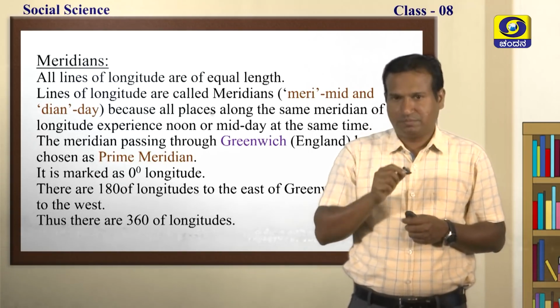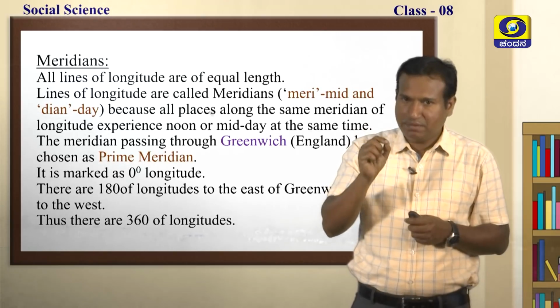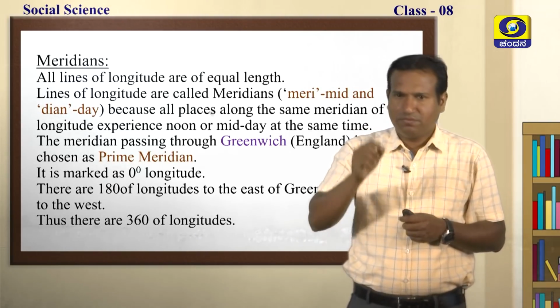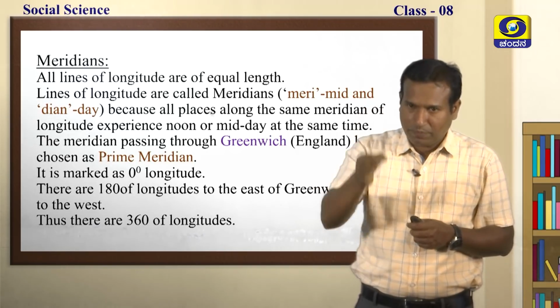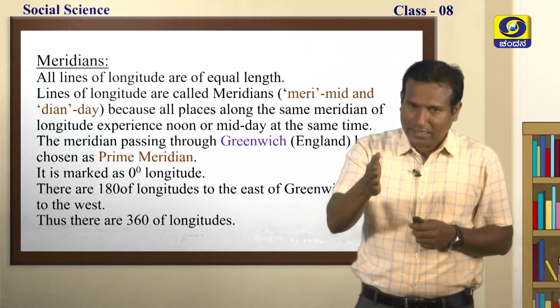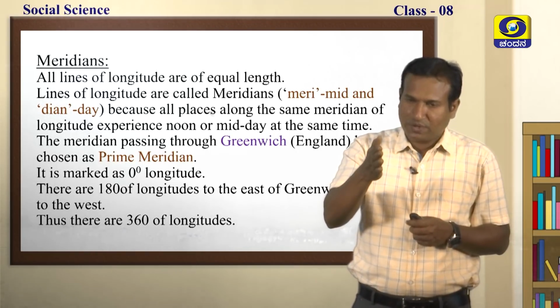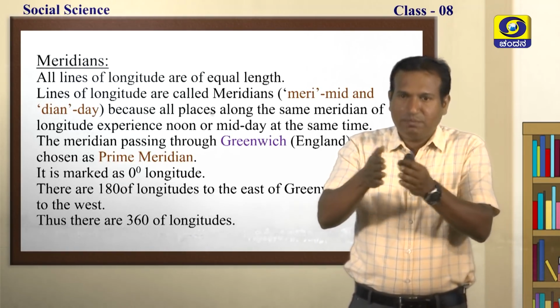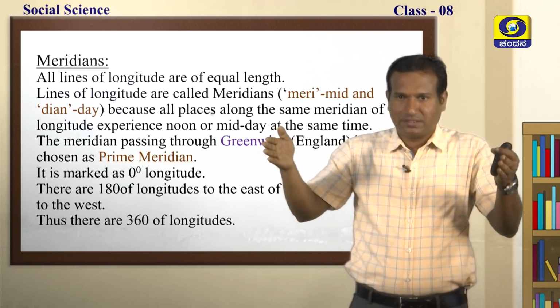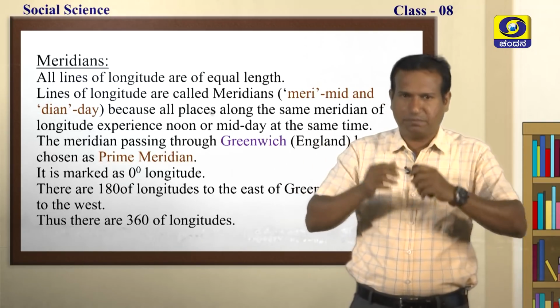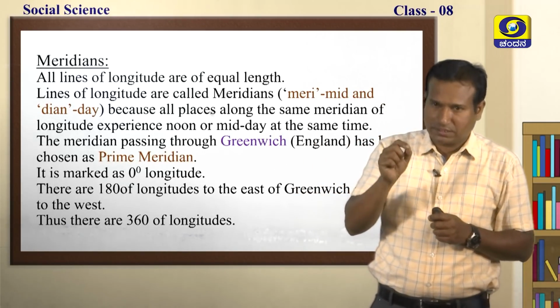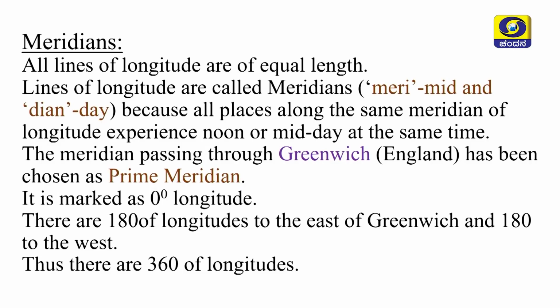Meri means mid. Dien means day. Where the sun falls vertically on one particular place, that is called midday, that will be called noon. From that time onward, the day will be calculated. Almost every country follows the same. The meridian passes through Greenwich, that is in England, in a place called London.